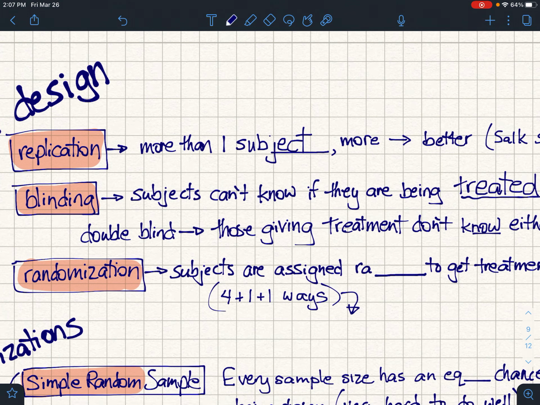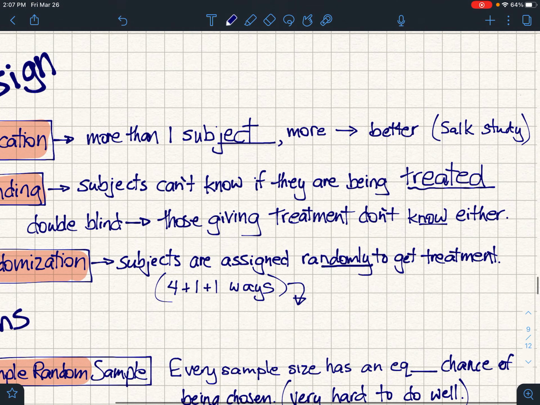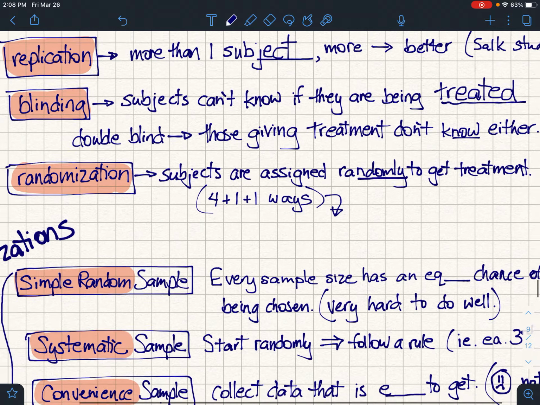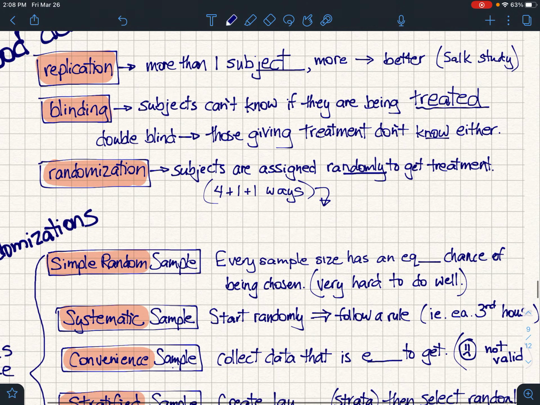Randomization. Subjects are assigned randomly to get the treatment. And there are roughly 6 ways to do that. And I'm just going to go into that right now. I've categorized them as 4, 1, and 1, meaning there's technically 4, but then we make a 5th, and then there's technically a 6th, but the 6th isn't really a thing. It better not be a thing. All right, simple random.